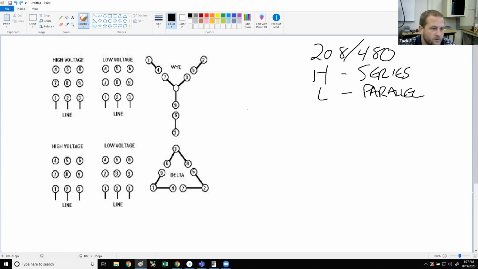So you're going to need to know how to do this for your homework, and it will be probably on the quiz and the final. So let's look at high voltage Y. So these top ones are Y, the bottom ones are delta. So high voltage Y, how are we going to hook these up, series or parallel? So we're bringing in 480 to this Y wound motor.